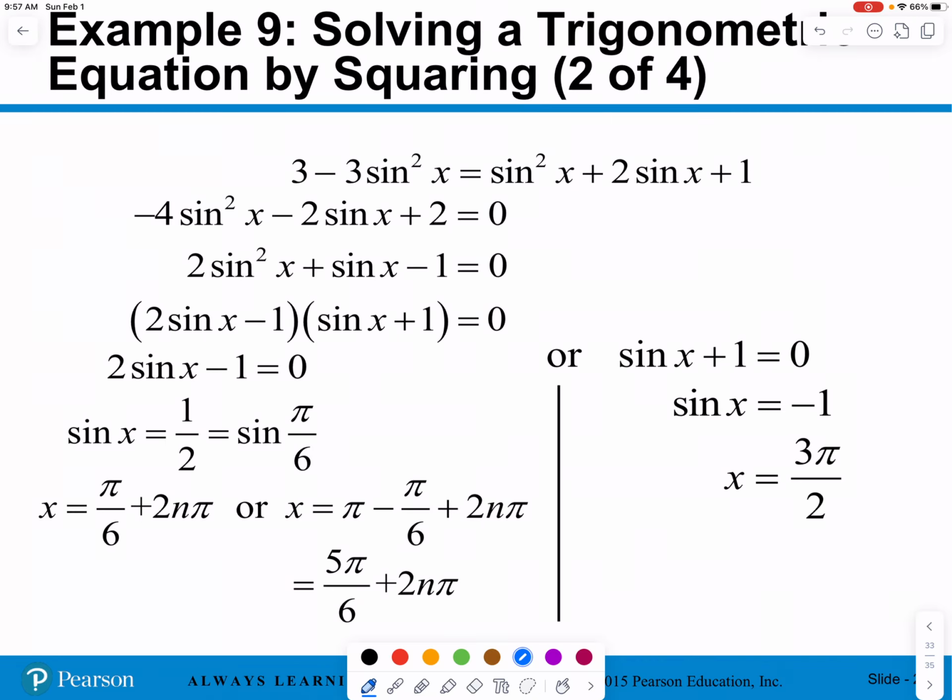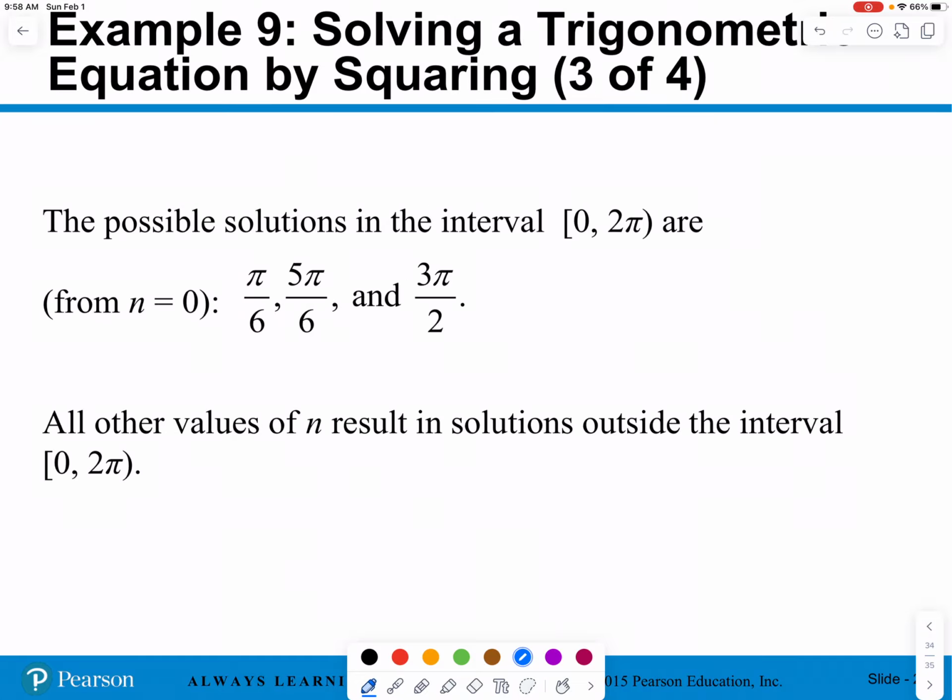Yada yada yada. 2 sine of x minus 1. So pi over 6 and 5 pi over 6, and then 3 pi over 2. Pi over 6, 5 pi over 6, and 3 pi over 2. Other values of n result in solutions outside the interval from 0 to 2 pi.